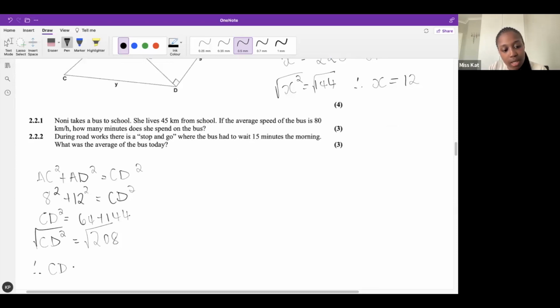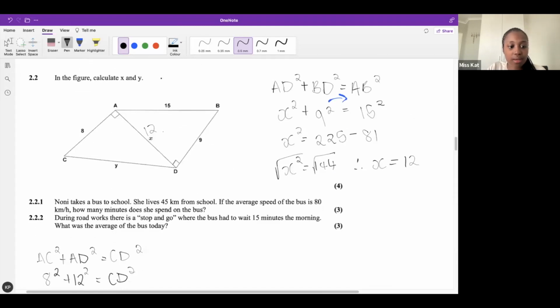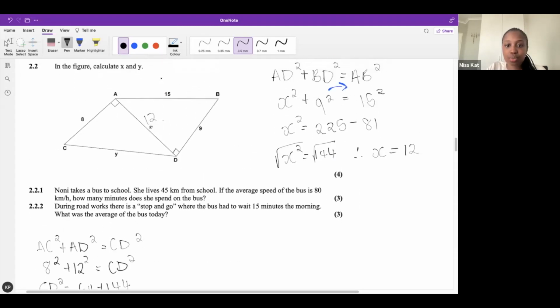CD is how much? Calculator out. Let's see, 208, the square root. Anyone? If it says 4 square root 13, press SD. Press SD. Thank you very much. 14.42. Nice. Okay. Now let's go to 2.2.1.